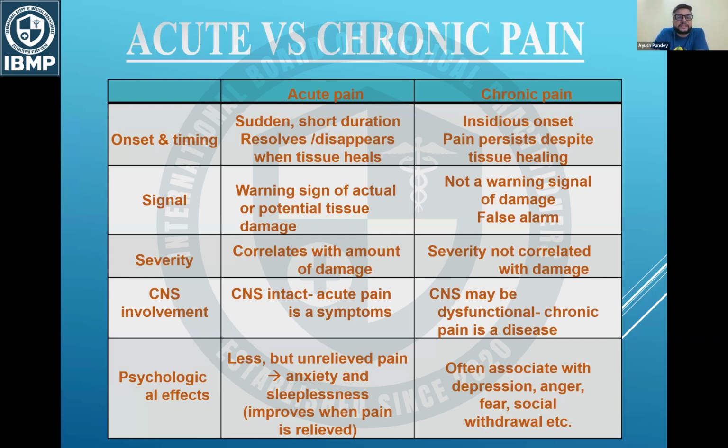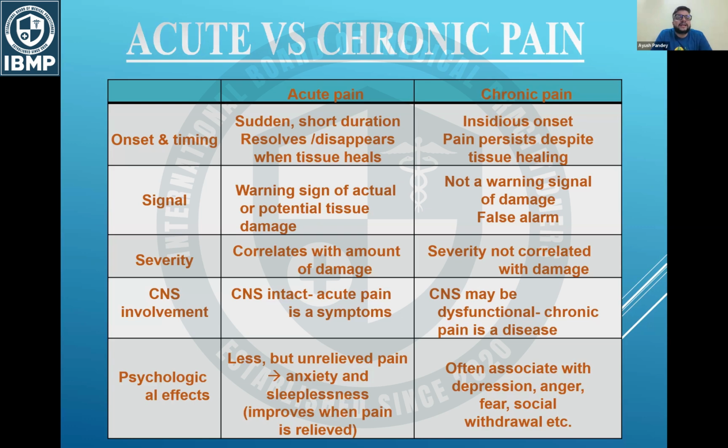Some brief differentiations of acute and chronic pains. As the name suggests, acute versus chronic. Acute is sudden, of short duration, and it resolves and disappears when the tissue heals. On the other hand, chronic pain is insidious, that is, it has a slow onset, and the pain can remain even after tissue healing has been done. It mostly persists for a long time, especially as you see in knee inflammation or arthritis, so that pain becomes chronic and persists even when the underlying structures have healed.